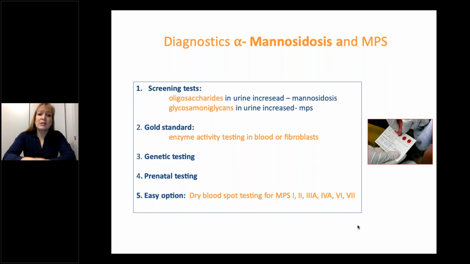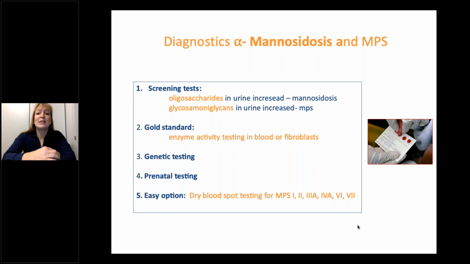Prenatal testing is possible if you have genetic testing in one affected child. And the easiest option to diagnose MPS or mannosidosis is dry blood spot testing. It is so far not available in all countries for alpha-mannosidosis, but it is on the way. We have dry blood spot testing for MPS 1, 2, 3A, 4A, 6, and 7. And this is only 5 drops of blood on a filter card. You send it away and you get a result.